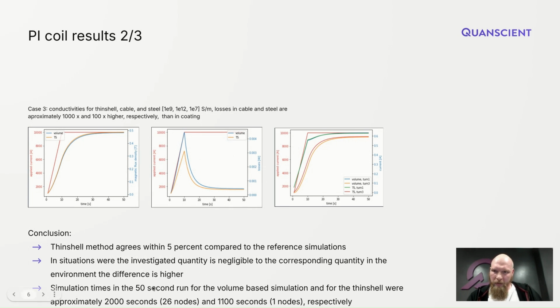If we compare the simulation times, for example, in this 50-second case, it took about 2000 seconds and 26 nodes for running the volume-based model, and half of that for the Thinshell simulation with only one node. So here you can already see a big difference in simulation time, and you can save many core hours as well using the Thinshell method.